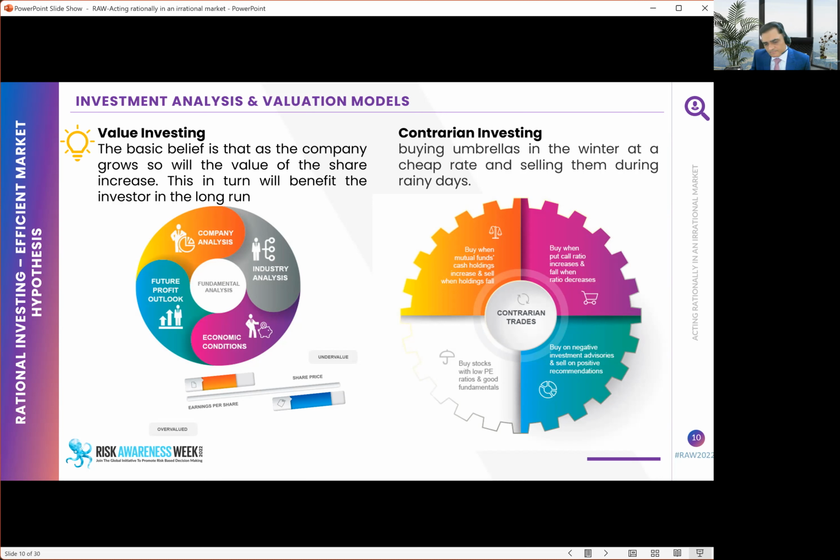In other words, fundamental share market analysis is about using real data to evaluate a stock's value. The method uses revenues, earnings, future growth, return on equity, profit margins, and other data to determine a company's underlying value and potential for future growth. The basic belief is that as the company grows, so will the value of its shares. This in turn will benefit the investor in the long run.